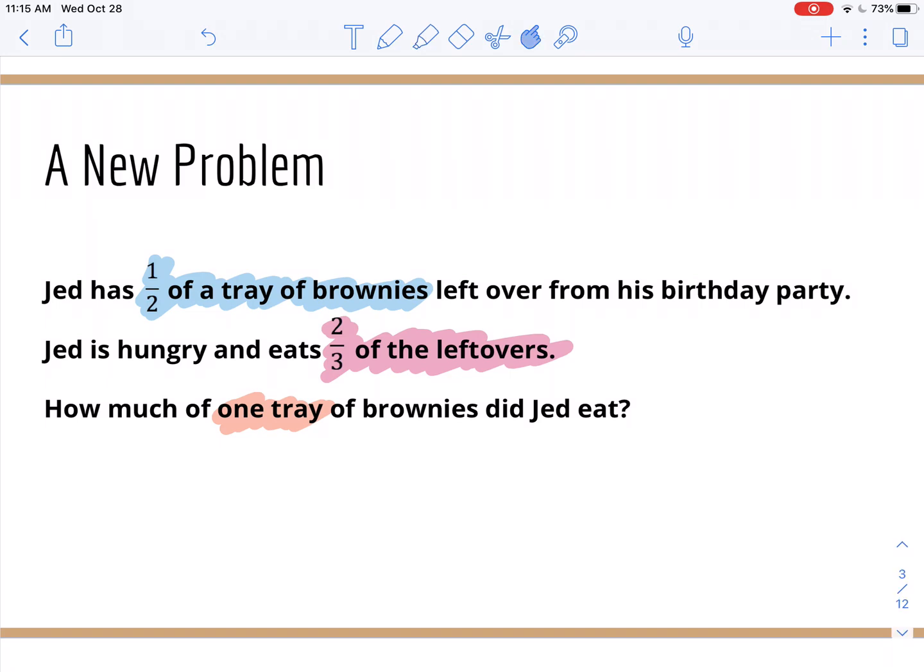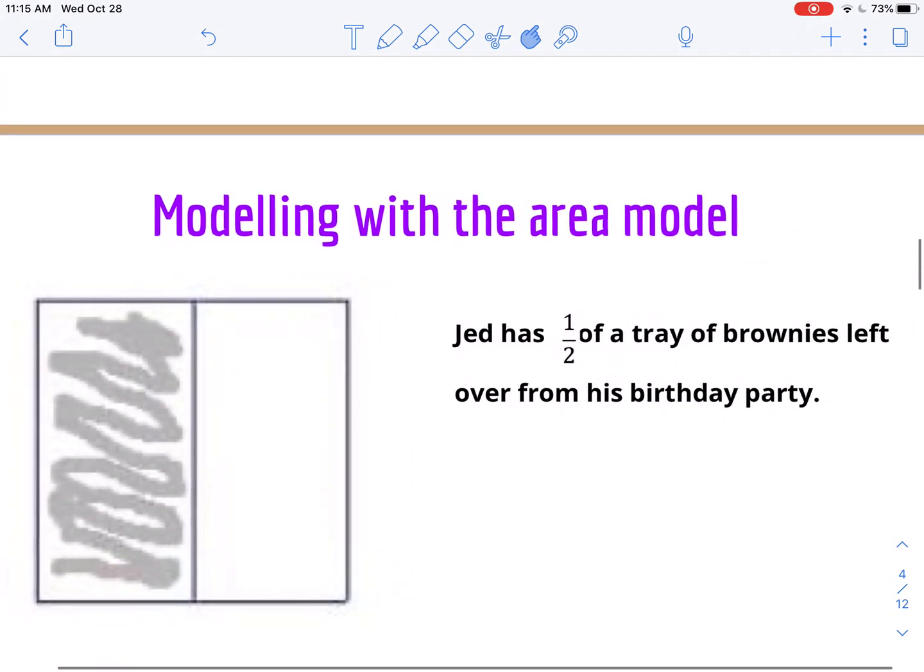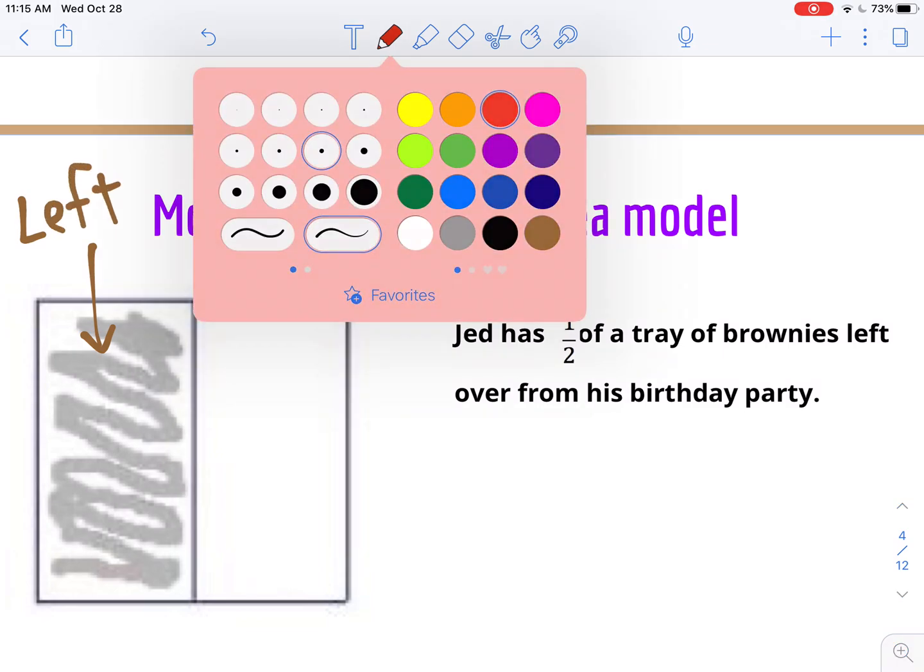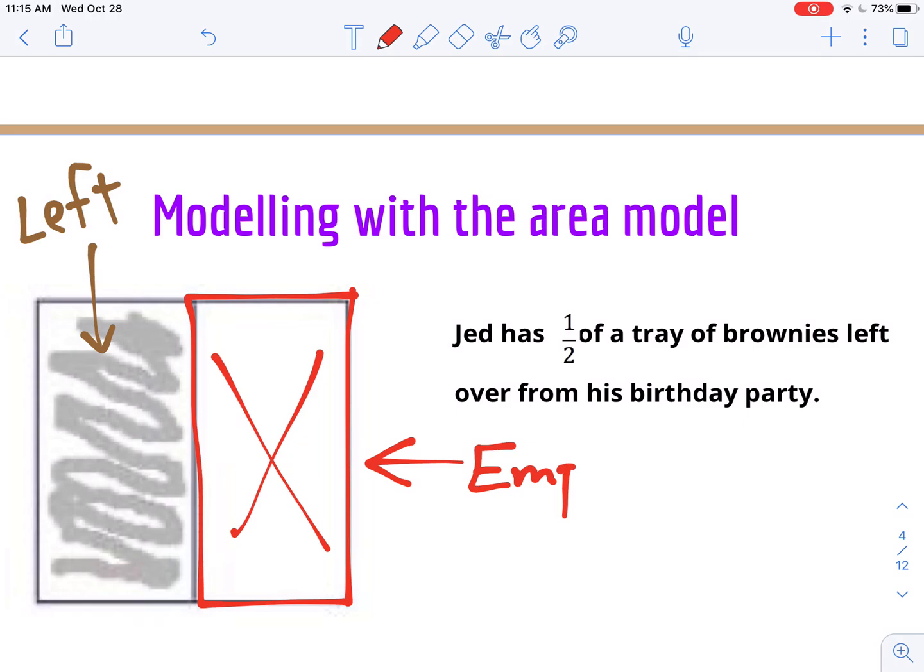All right, so let's model this out. Jed has half a tray of brownies left over from his birthday party. This is the part that's left, the stuff he can eat. This is the section that he served at his party. It's the empty part of the tray. You can't eat what's not there. It's empty.